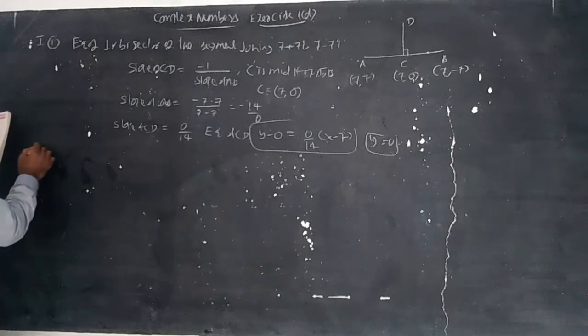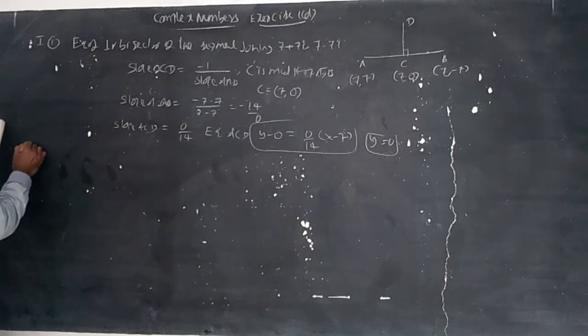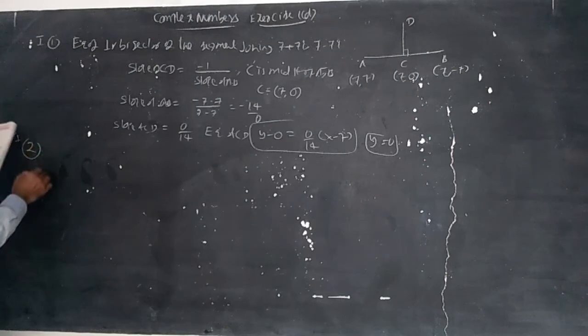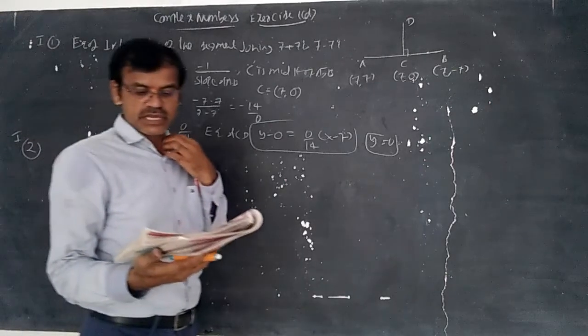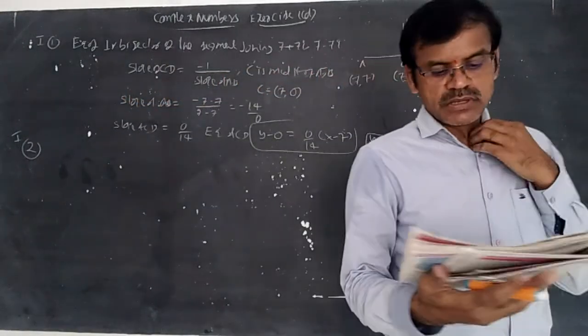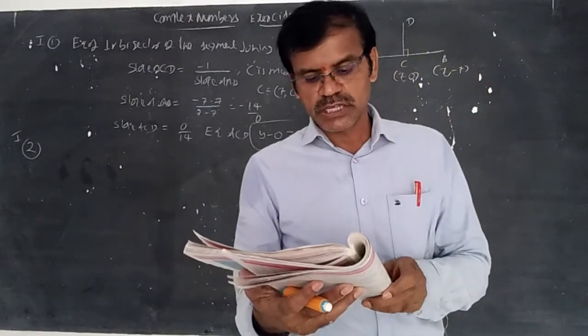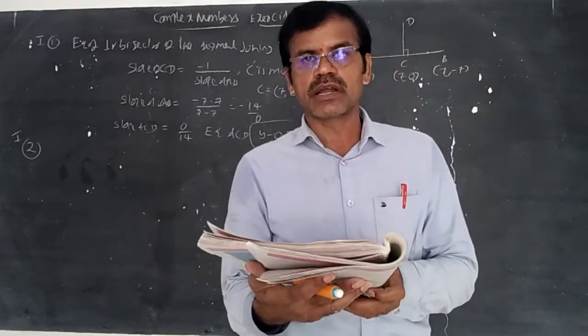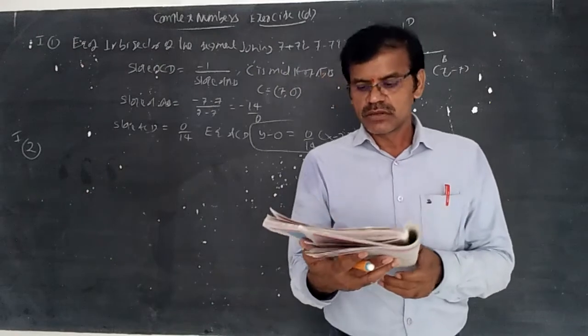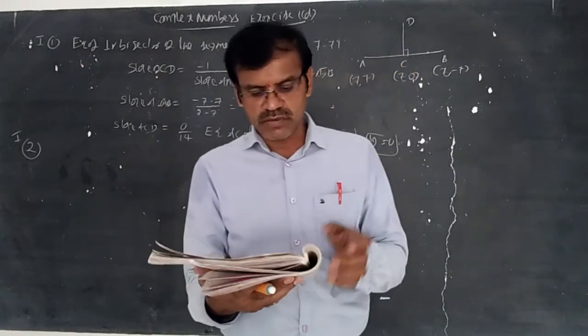Second question, do as homework. And the third question, second one, Roman number 1. In the second one, z is equal to x plus iy, and point P in the Argand plane represents z. Describe geometrically the locus of z.